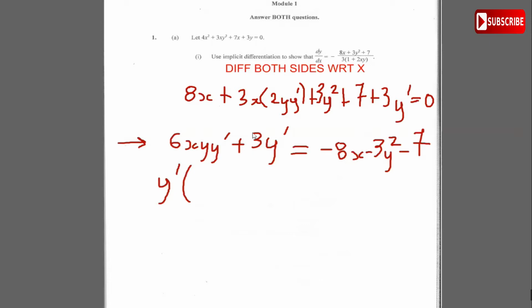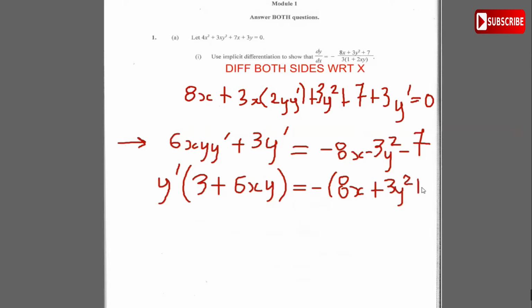All we're left with is y prime from 3y prime is just 3 plus y prime from this 6xy leaves just 6xy. And so y prime times 3 plus 6xy is equal to, we can factor out the negative from here and write minus of, factoring out the negative, we're left with 8x plus 3y squared plus 7. This is what we are left with.